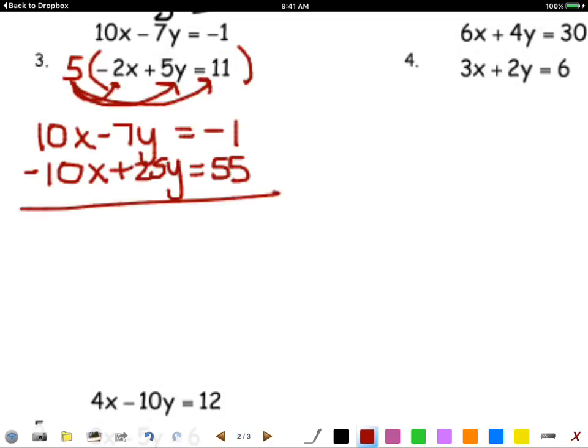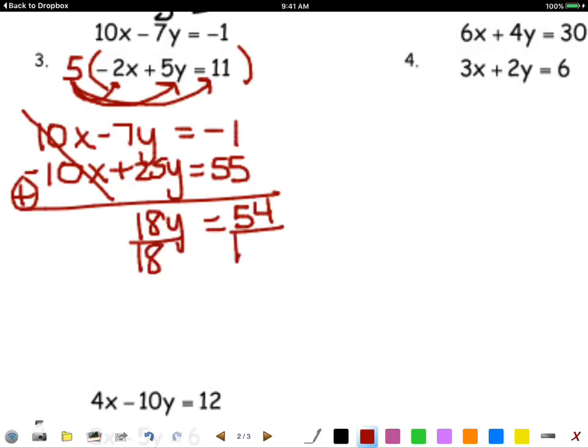Okay, now let's add straight down. 10x and negative 10x, 0. Negative 7 plus 25, 18y. Negative 1 and positive 55, 54. Okay, divide by 18. Equals 3. y equals 3.